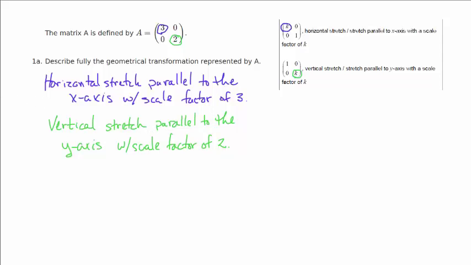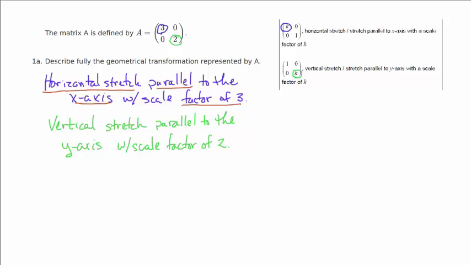You need these important points. You need that it's a horizontal stretch, that it's parallel to the axis, which axis you're talking about, and what the factor is. The question was worth 5 marks, and the 5 marks are naming that it's a horizontal and vertical stretch, which axis it's parallel to, and then the scale factor. So there is the first part, part A.